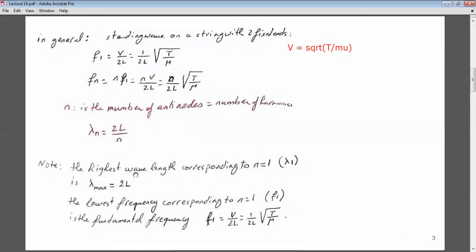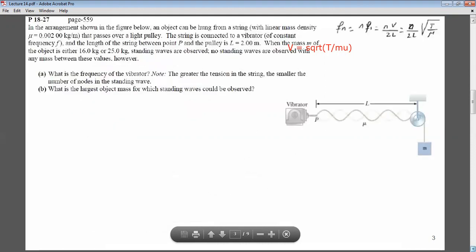Now note, the highest wavelength, corresponding to n equal to 1, gives us lambda maximum, which is 2L. So this is the highest wavelength we can achieve. It happens when n is equal to 1. Now, when n is equal to 1, we get the lowest frequency corresponding to F1, which is 1 over 2L square root of T over mu.